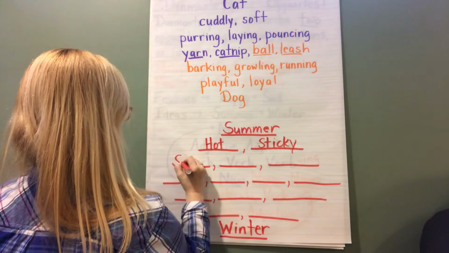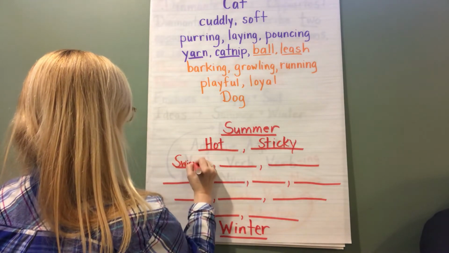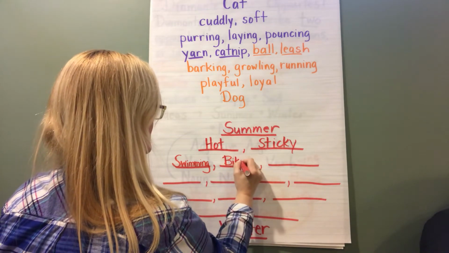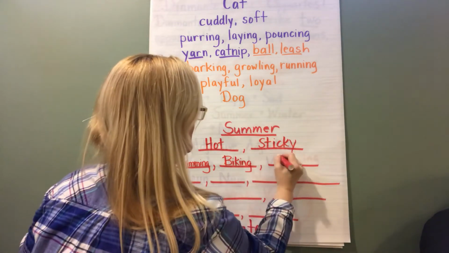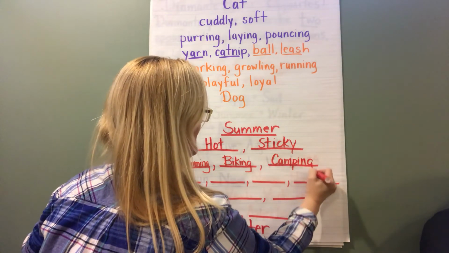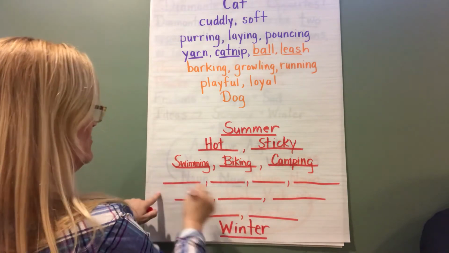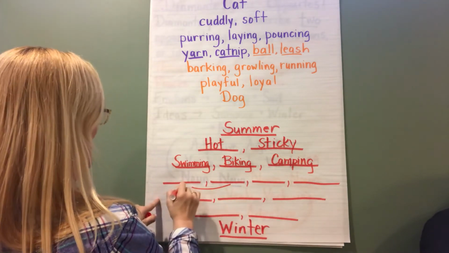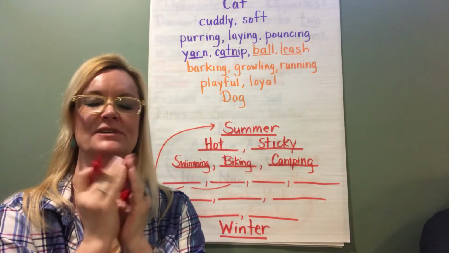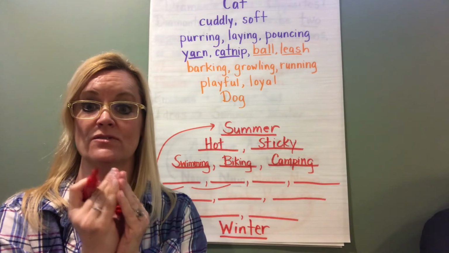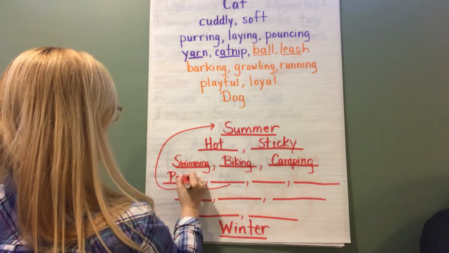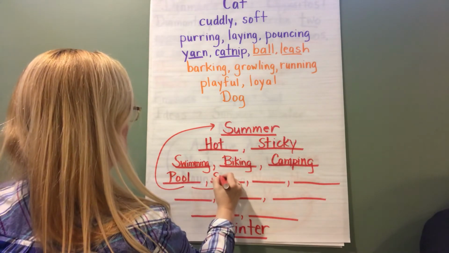And I thought of swimming, biking, and camping. Now, remember, these 2 words have to describe my word up at the top. So 2 things that have to do with summer, 2 nouns, 2 things that I think of are objects. I think of pool and sunblock.